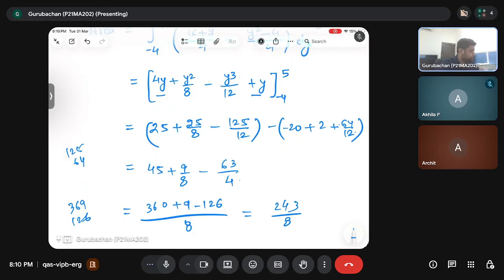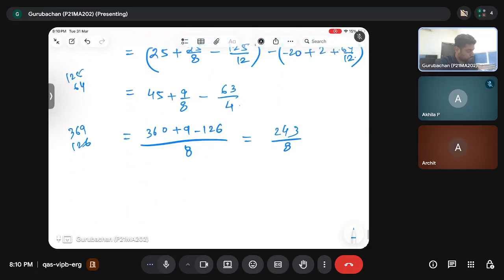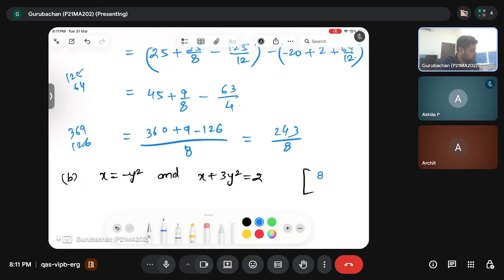Okay? Yes, sir. So I'm giving you one question for your homework. You can try this one. x is equal to minus y square, and the other curve is x plus 3y square is equal to 2, and its answer is 8 by 3.